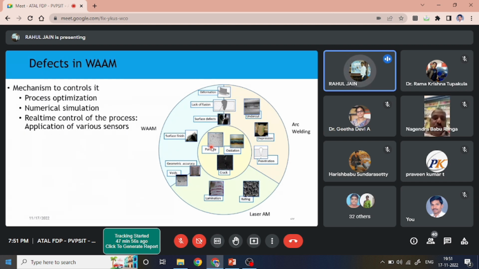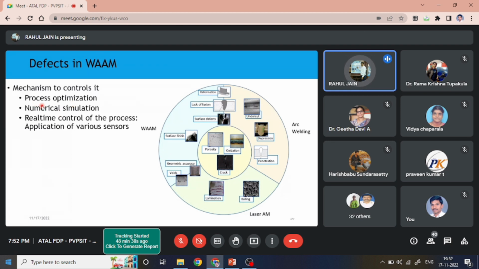So this interlayer porosity needs to be managed very efficiently, and that can only be done by process optimization, right? So what are the process parameters over here? The current is one of the process parameters. Wire feed rate is one process parameter. Scan velocity, or the travel velocity of this feed wire, is another process parameter. Tool path planning is one of the significant parameters. How can we control it? We can control it through numerical simulation.